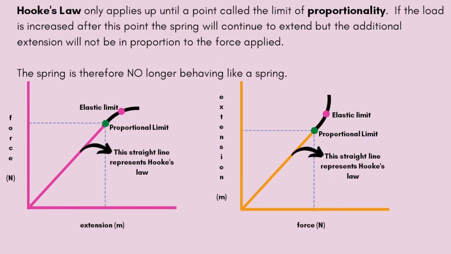Hooke's law only applies up until a point called the limit of proportionality. If the load is increased after this point, the spring will continue to extend, but the additional extension will not be in proportion to the force applied. The spring is therefore no longer behaving like a spring.